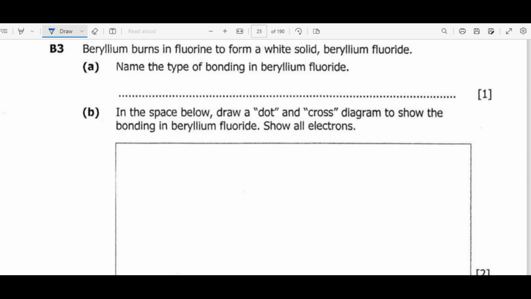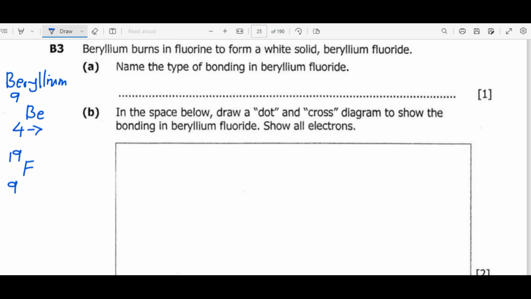Question A, name the type of bonding in beryllium fluoride. From this compound, the first element that we have is beryllium, so we need to identify if this beryllium is a metal or non-metal. Beryllium has the chemical symbol Be with mass number of 9 and atomic number of 4. Fluorine has the chemical symbol capital F, mass number of 19, and atomic number of 9. From the atomic numbers of each element, we can make the electronic configuration.